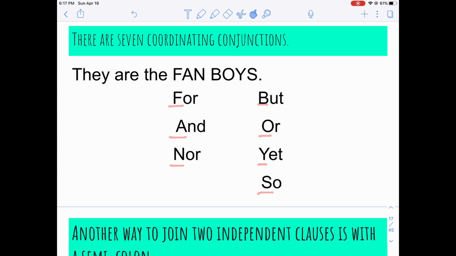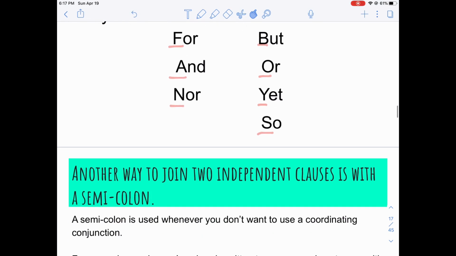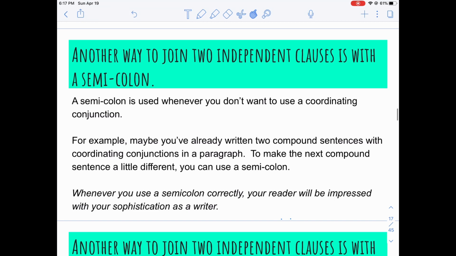So when you are making a compound sentence, you're connecting 2 independent clauses, and one way to do that is to use a comma and a coordinating conjunction in order to connect the 2. Another way is to use a semicolon. This is used when you don't want to use a coordinating conjunction. Maybe you've already written 2 compound sentences and you used coordinating conjunctions in your paragraph. So now you want to use a different type of sentence and you're going to use a semicolon.